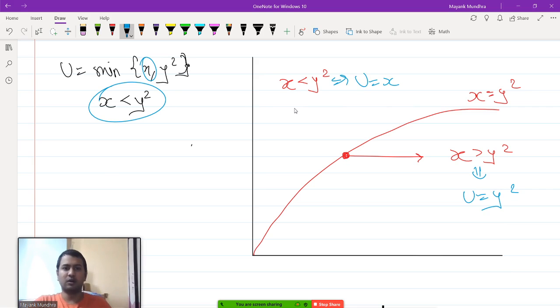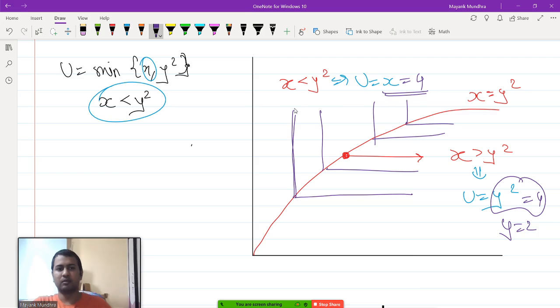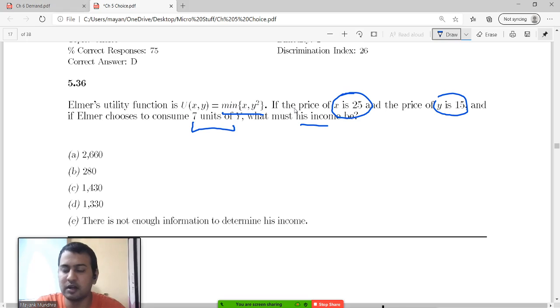Okay, now let's take any random utility value, let's say 4. So y square equals 4, x equals 4. So x equals 4 will be a vertical line like this, and y square equals 4 is nothing but y equals 2, so it will look like this. So these are still going to be L-shaped curves, but the locus of vertices is going to be the x equals y square curve. Okay, so that's the only difference. We have actually done this as part of the problems which I gave you on min-max.